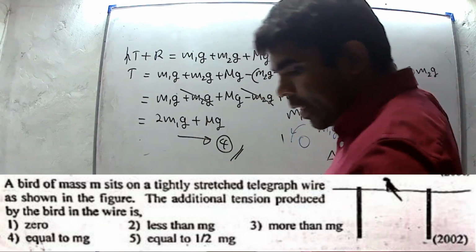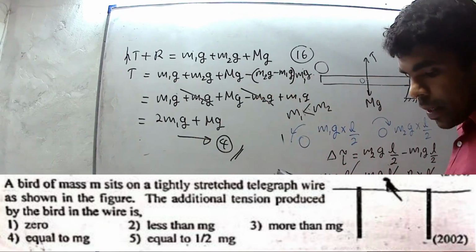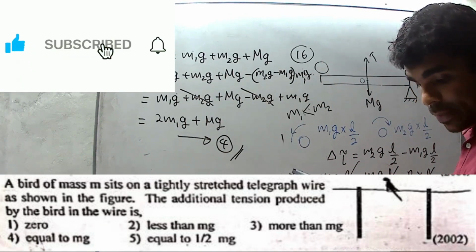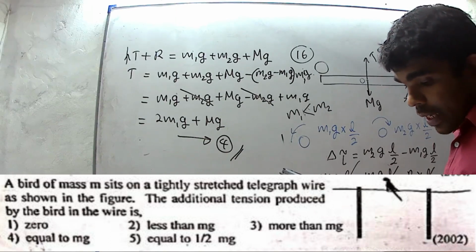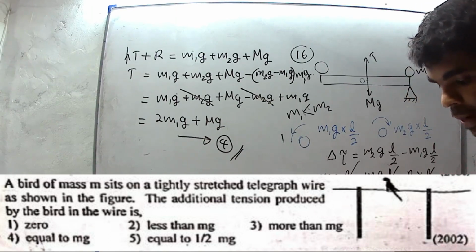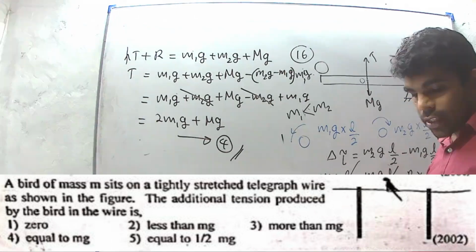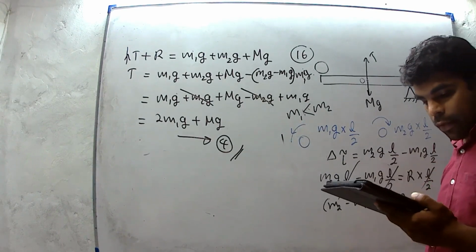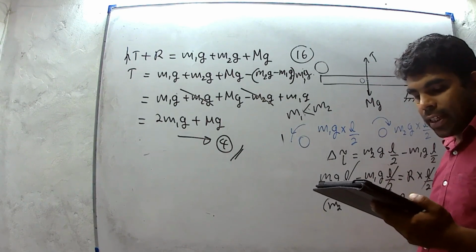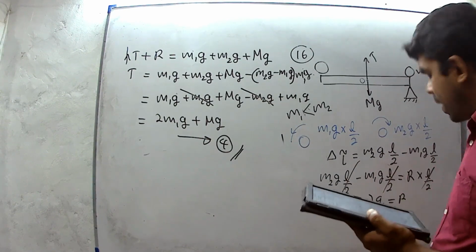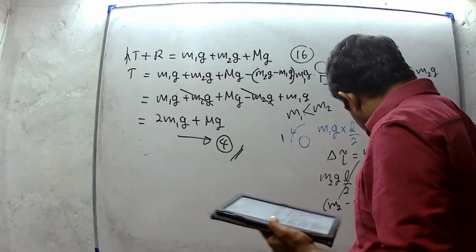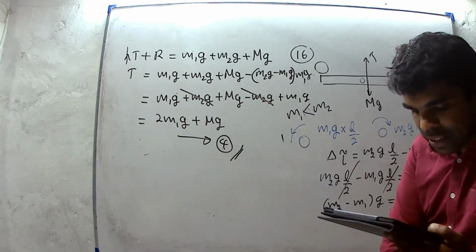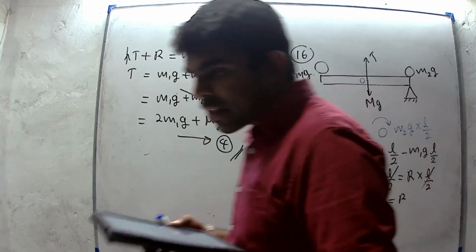Then question number 17. A bolt of mass M sits on a tightly stretched telegraph wire as shown in the figure. The additional tension produced by the bird in the wire is the same as the question like 15. We know that it is more than mg. Again you can use the theory of question number 15. More than mg means the third answer is the correct answer for question number 17.